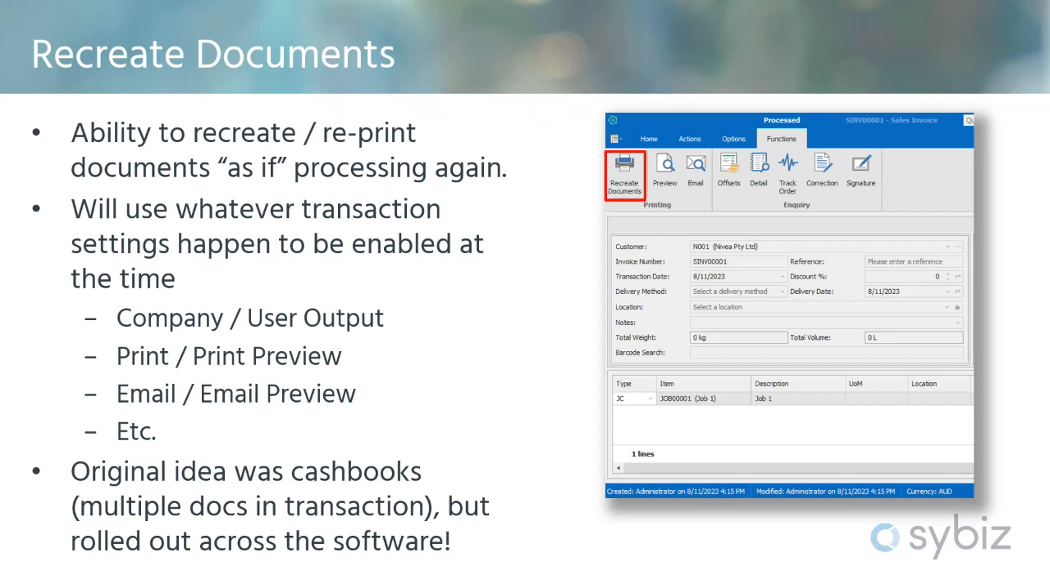It is worth noting that you do have to be a bit careful because it's going to use whatever settings are enabled at the time. So if it's company, user, output, whatever the case may be, if that's going to, for example, send documents to your printer and you don't want to do that, you might want to do a specific preview instead. But if you do just want to recreate a bunch of documents at once, the button's there and it's quick, it's simple, and away you go.